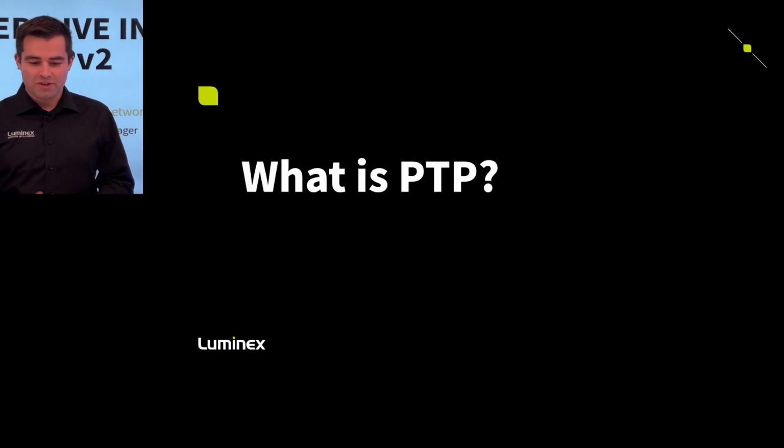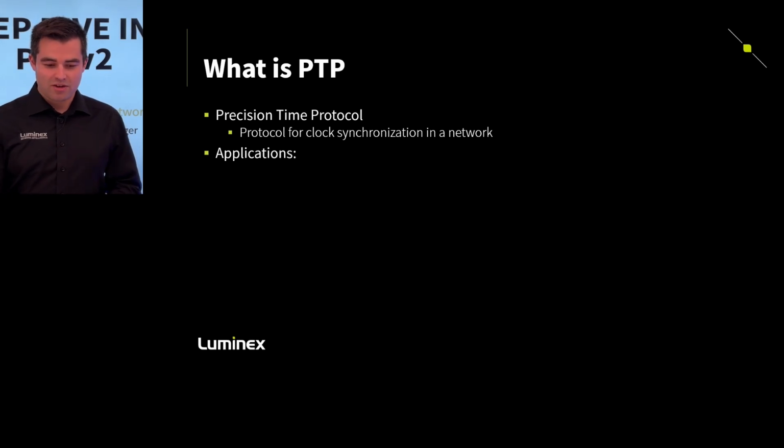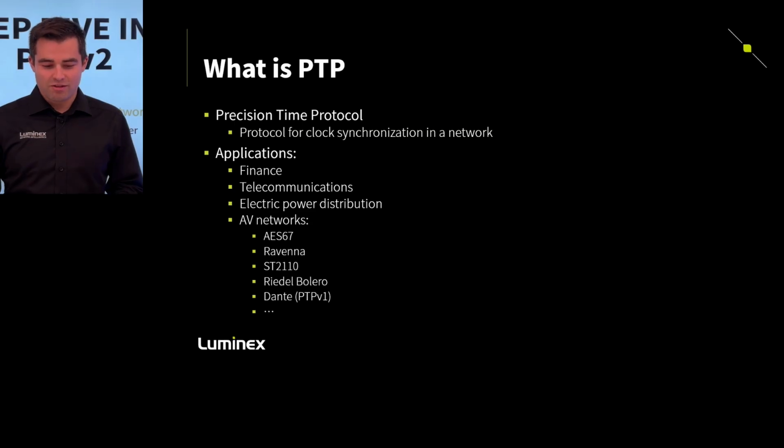So next up, what is PTP? PTP is a precision time protocol. It's a protocol used for making sure that all these clocks in the network are synchronized. Where is this used? In finance applications, where timing is very critical, and they want to ensure that everyone is on the same time reference. The same applies to telecommunications and electrical power distribution. But of course, we are interested in the AV networks. PTP is used in AES-67, in Ravenna, ST2110, for Riedel Bolero, also for Dante, where they use PTPv1, and other protocols, other applications as well.